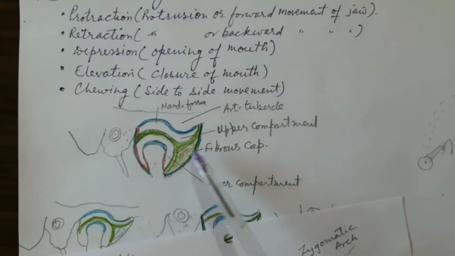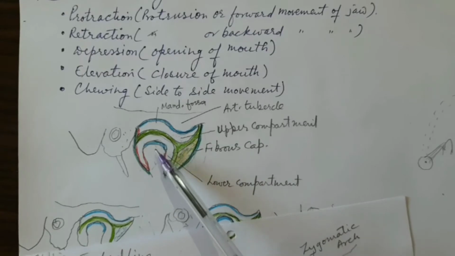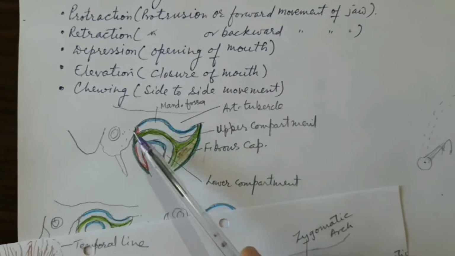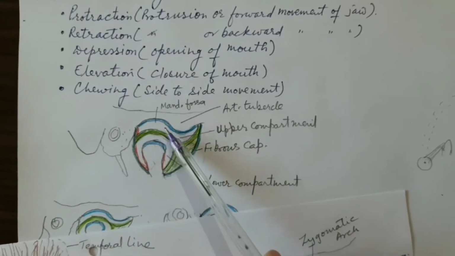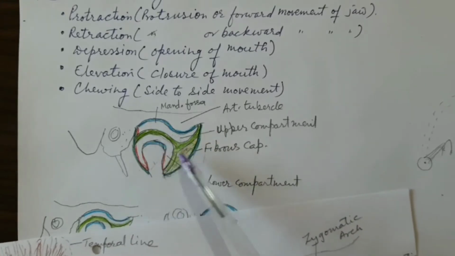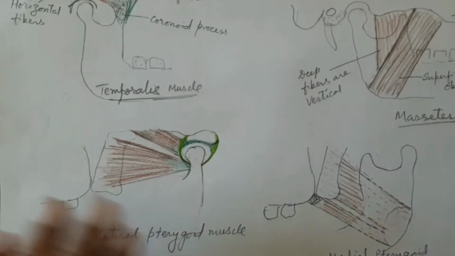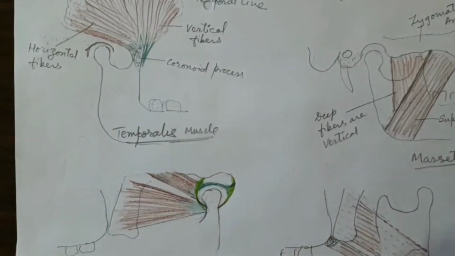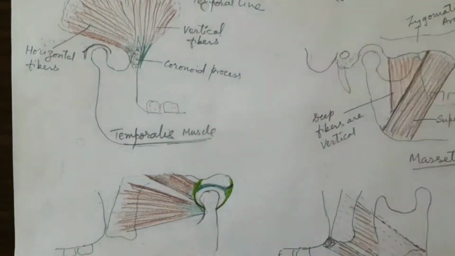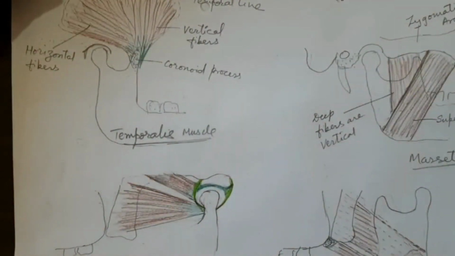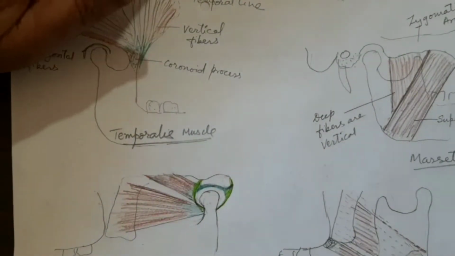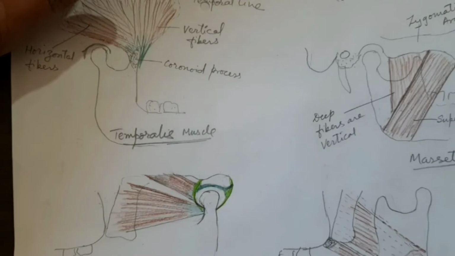That means the disc along with the head was moving forward on the under surface of the upper compartment, the articular surface of the upper compartment. Now the retraction will be just opposite of that, and I will tell you how. Here it will be brought back by the retraction of the fibers of the temporalis muscle.